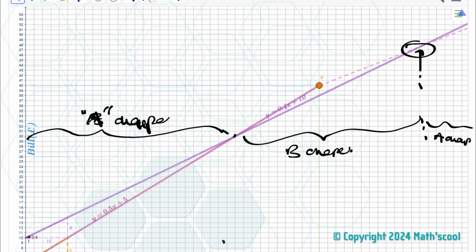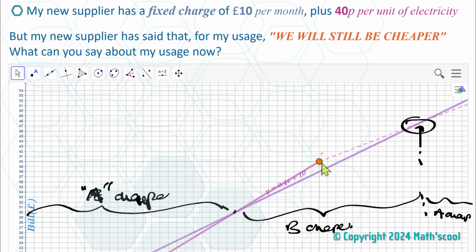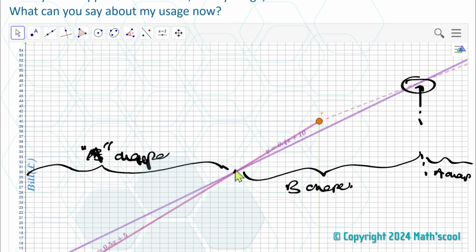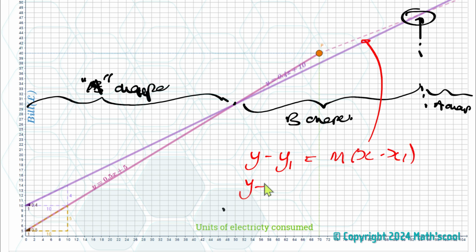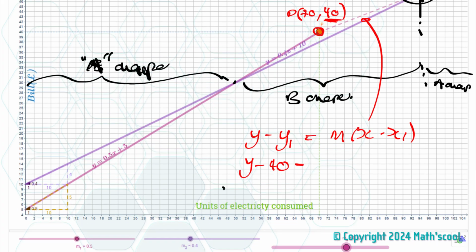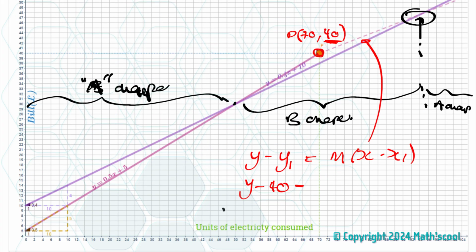So the situation's got more complicated again, because this graph, the equation, this line, is formed of two separate equations. I need to find this second equation. I need to find this equation here. So I'll do that. y minus y1 equals m(x minus x1). So y minus, I'm using the coordinates of this point here, which I can see is 70 and 40. So y minus y1, which is 40, equals my gradient. My gradient is 32p.